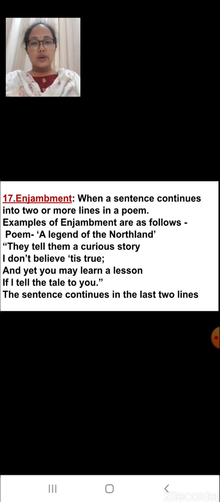The 17th one is enjambment. When a sentence continues into two or more lines in a poem, it is known as enjambment. For example, in the poem A Legend of the Northland, "They tell them a curious story. I don't believe it's true, and yet you may learn a lesson if I tell the tale to you." The sentence continues in the last two lines, that is, tale to you.